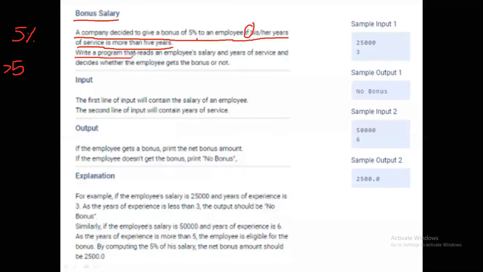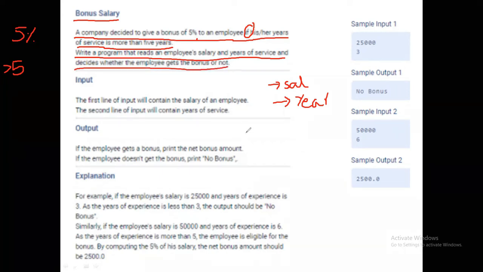Write a program that reads an employee's salary and years of service. Here we are going to read two numbers. The first one is salary, and the second number is the years of service, years of experience. You read the years and decide whether the employee gets the bonus or not. If he gets the bonus, you print how much bonus he gets. If he is not eligible, then you print no bonus as output.